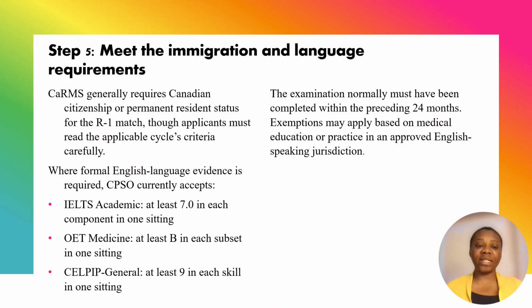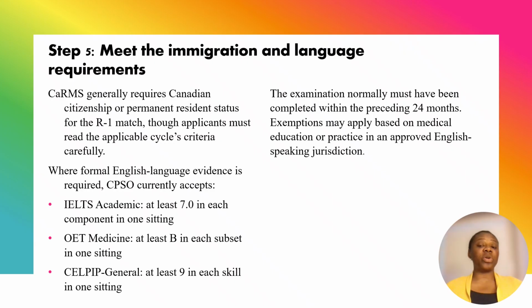So where formal English language evidence is required, the College of Physicians and Surgeons of Ontario currently accepts IELTS Academic at least 7.0 in each component, so 7 across the board. Then OET Medicine at least B in each subtest in one sitting. Remember, all these are in one sitting. Then CELPIP General at least 9 in each scale in one sitting.